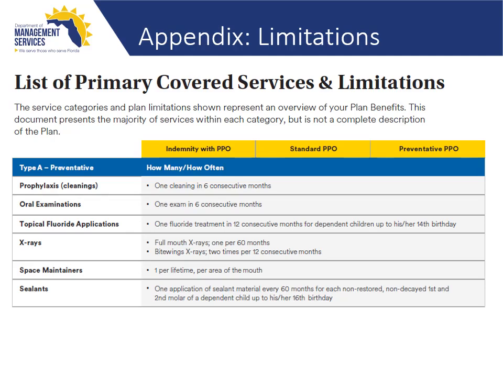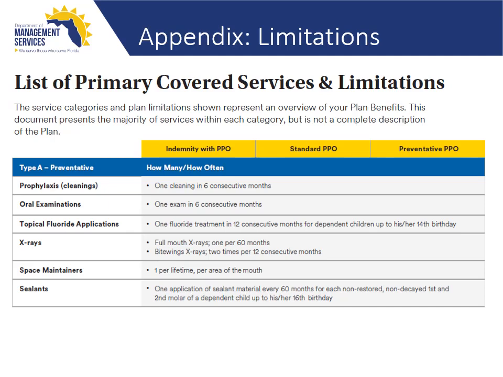Type A, preventive services, frequencies and limitations. Prophylaxis or cleanings, 1 cleaning in 6 consecutive months. Oral examinations, 1 exam in 6 consecutive months. Topical fluoride applications, 1 fluoride treatment in 12 consecutive months for dependent children up to his or her 14th birthday.